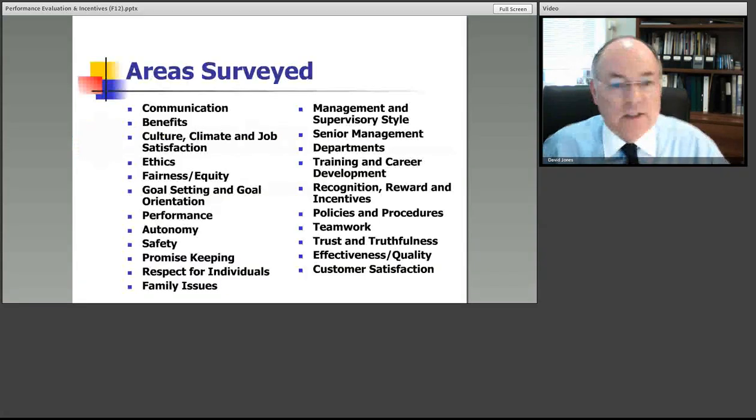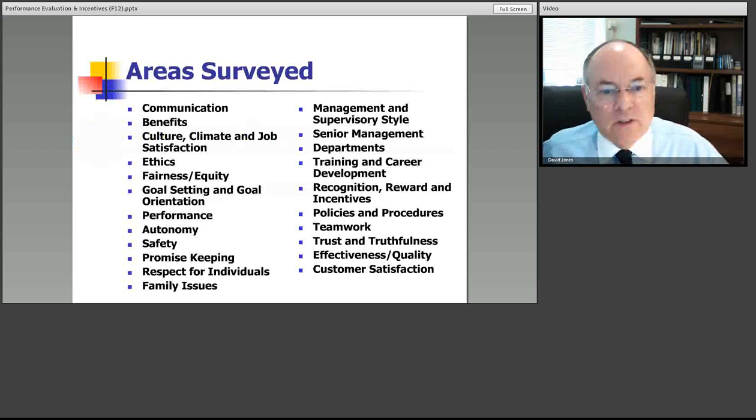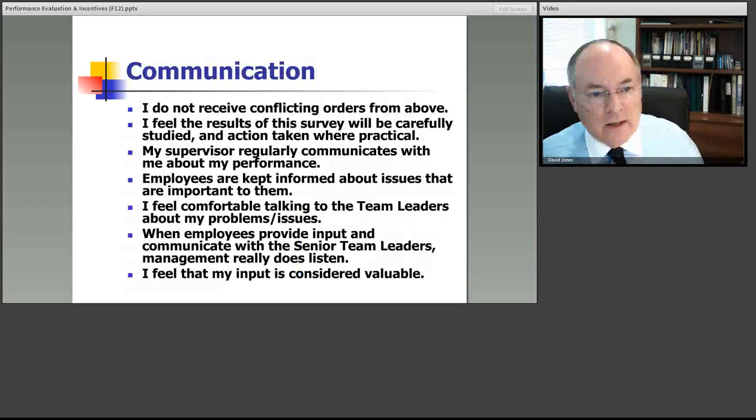But these were the categories, and I'm not going to go into these, a huge number of categories here. This was a fairly extensive survey that was done, both from a group standpoint and an individual standpoint, you did it both. They listened to what you had to say, and then they gave you a survey. So let's take a certain part of it, and let's look at communication.